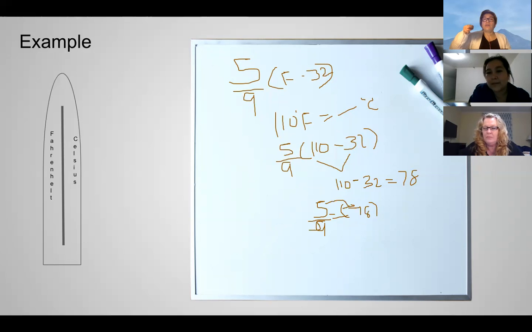Because you put the arrow, that means you're going to multiply the 5 times 78. Yes, Maria, I'm going to multiply 5 times 78. Who can tell me how much it is, or what the answer is? The answer is 390.